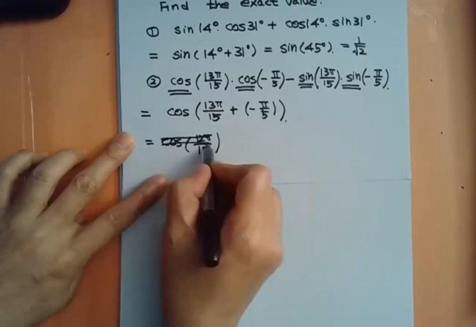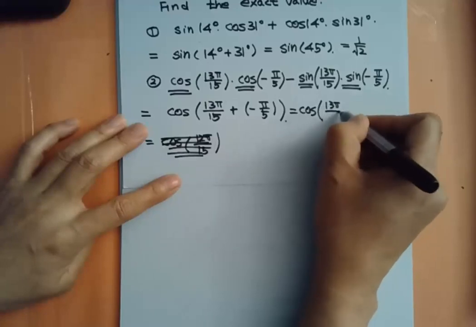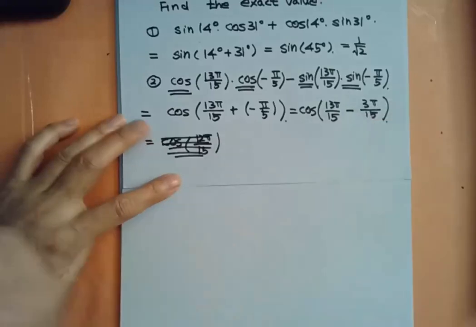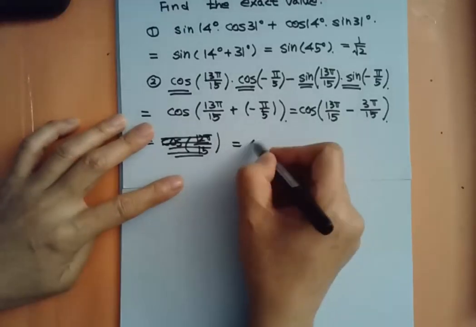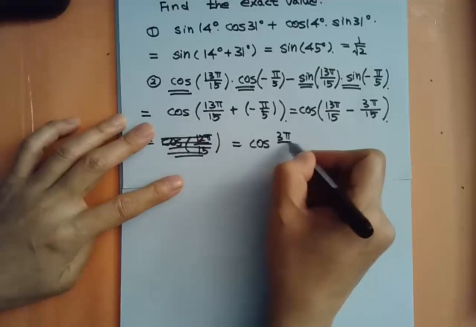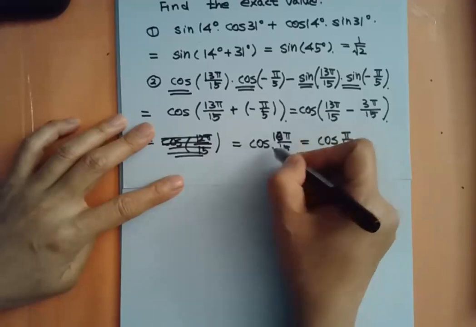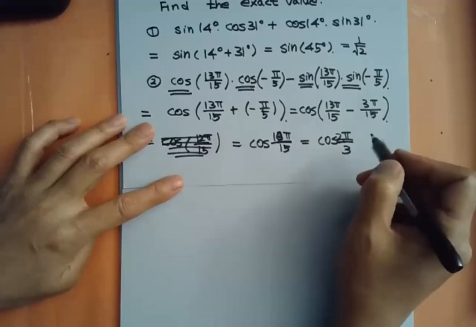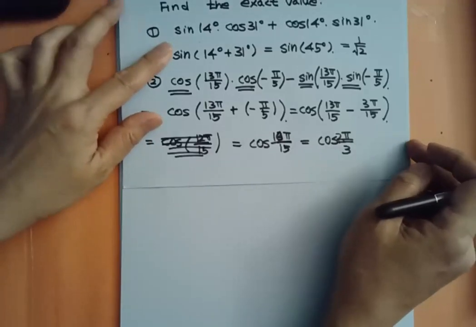Oh no, it is just a 5, right? So it equals cosine of 13 pi over 15 minus 3 pi over 15. We have to use the common denominator. So that is cosine of 10 pi over 15, and so that is 2 pi over 3. Right. Any questions so far? It is just a straightforward calculation.